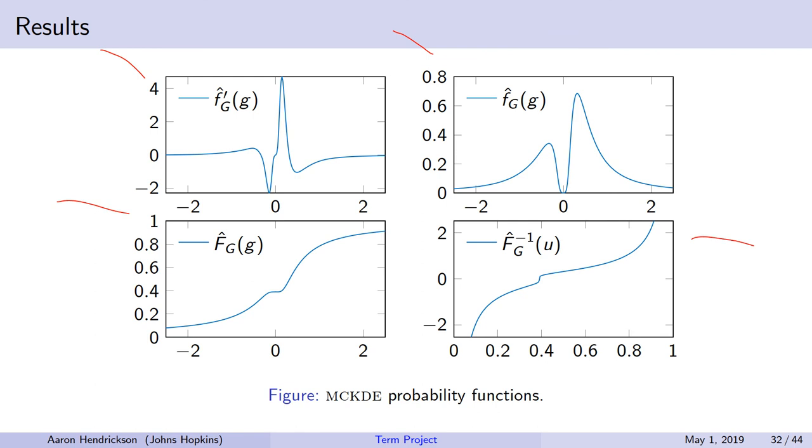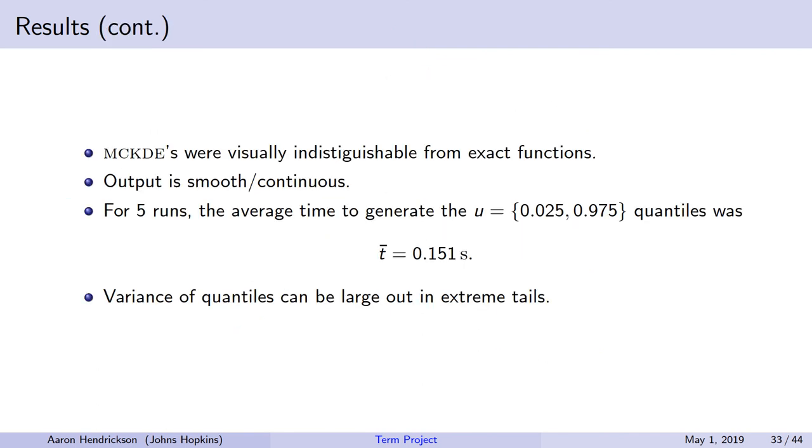You'll notice these things are actually quite smooth, and they're differentiable. This has to do with the differentiability of these estimators, which is why they look so smooth. I was going to plot the exact functions on top of these so you could see, but they were so close to each other that it was really indistinguishable. And that's what I point out here: indistinguishable from the real thing, at least visually. Output is smooth and continuous.